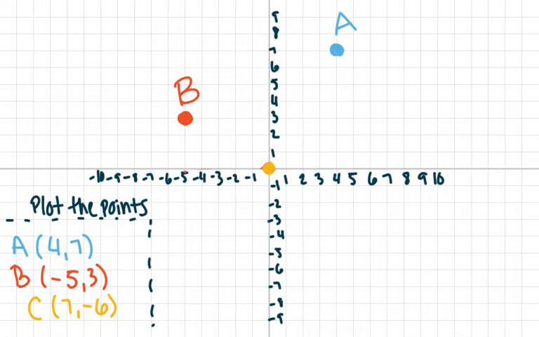For point C, I'm going to go 7 to the right because it's a positive 7. Remember, that's my X. It tells me which way to move. And then I'm going down to -6, so point C is going to be right here.